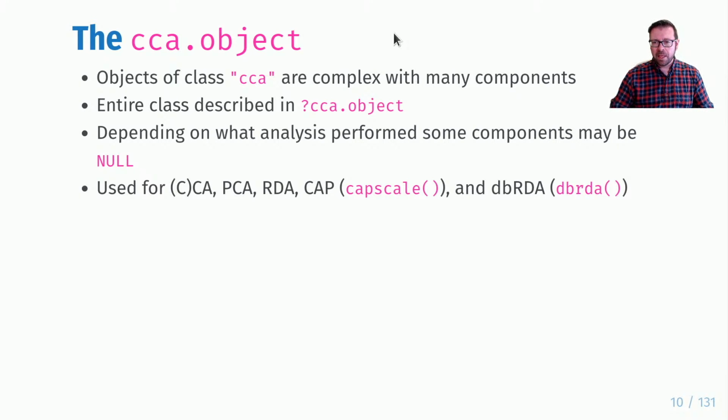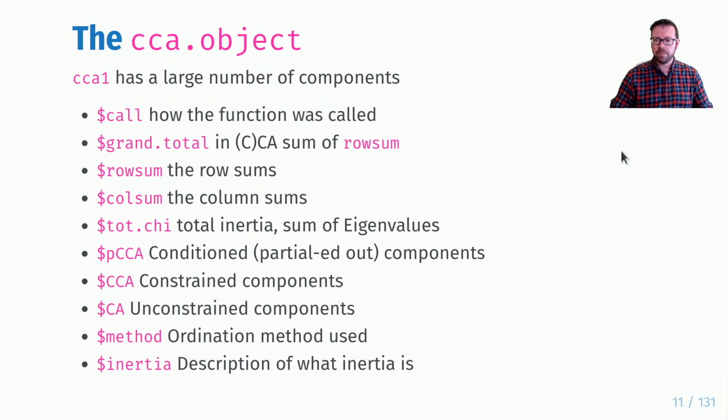Essentially, you can look at everything that's in it by going to this help file. Depending on what kind of analysis you do, some of those will be null. So if you've done a partial ordination, then the partial section will be filled in, but if you haven't, then it will be null. Okay, so they're there, it's just some of these things will be null. And we're just going to have a look at some of the things that are available to you.